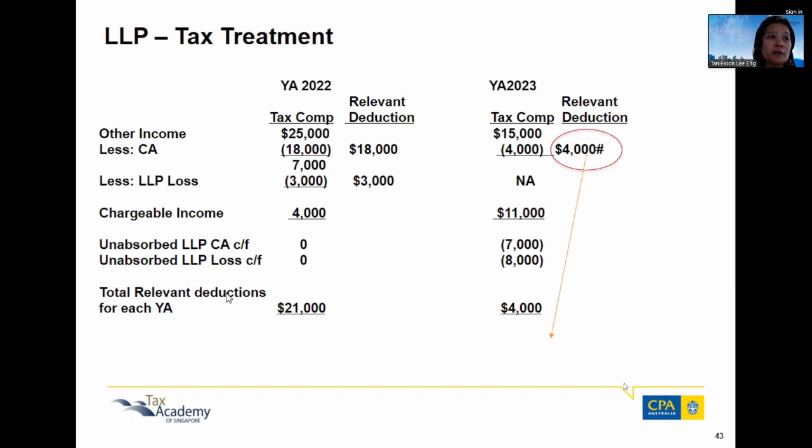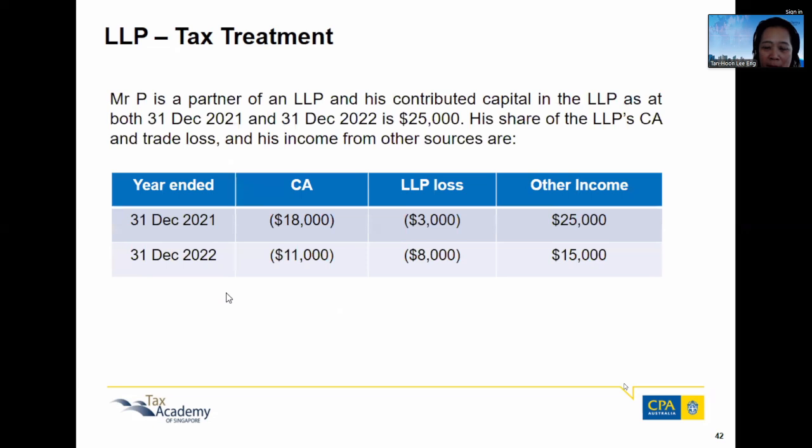This is a very important slide. Take note of it. Remember, the LLP restriction applies only on other income, so we have to take note of what the other income is. YA 2022 other income is 25,000. If you go back and look at the earlier slide, it states that other income is 25,000. CA is 18,000. Now the question is, can I deduct CA from this 25,000?